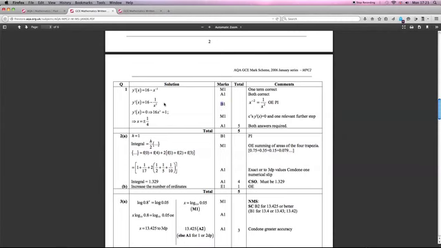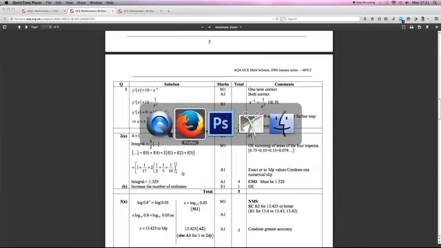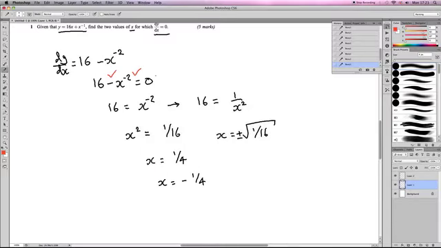Okay, so they've actually given a mark for making it equal to 0, that method mark there. Because I made it equal to 0 here, I'll give myself the mark here. So that was the method mark, but the B1 mark was turning it back into a fraction, which I did here. So there's my B1 mark.